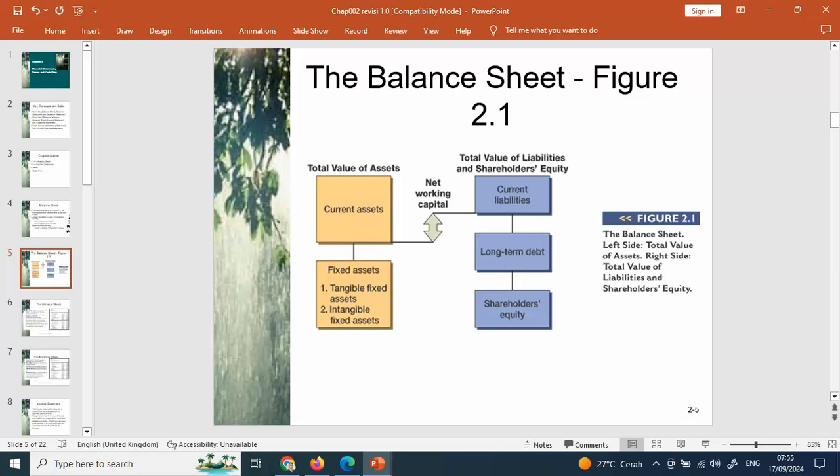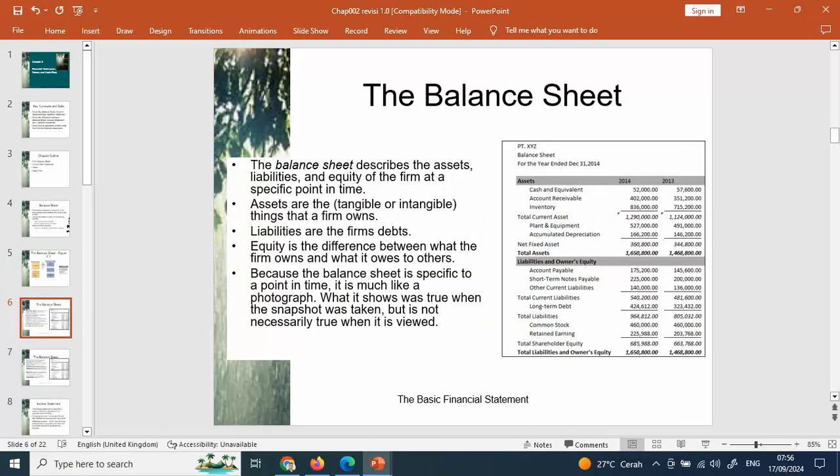Long-term debt. And then shareholder equity. Shareholder equity is the stocks, the market value of your stocks. So this is the balance sheet. Let me zoom in.